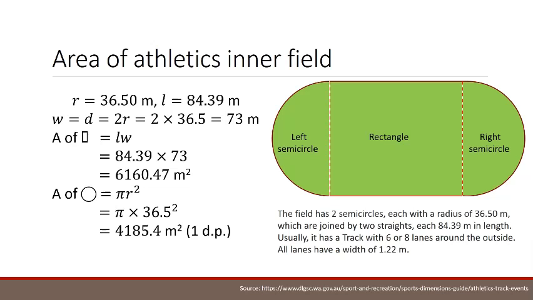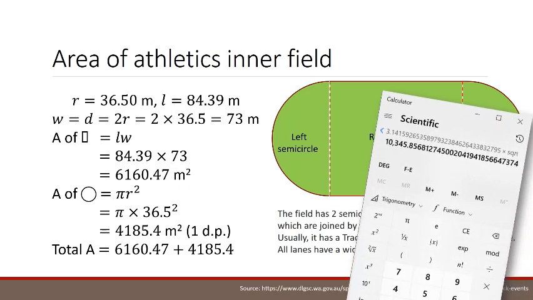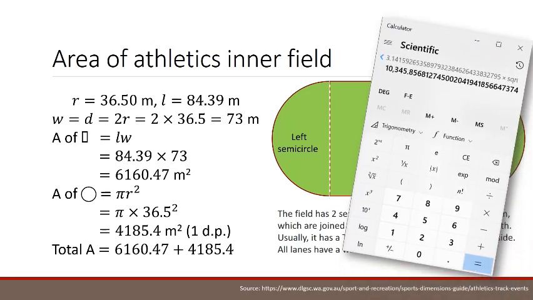Now to find the total area, we simply add those together. So it's the 6,160 plus the 4,185, and of course we use a calculator. You can see there the answer that I've found is 10,345.9 metres squared, correct to 1 decimal place. Of course we don't write out all those decimal places because we know that pi is irrational. It keeps on going infinitely. So in practical questions, we always round when we have pi.